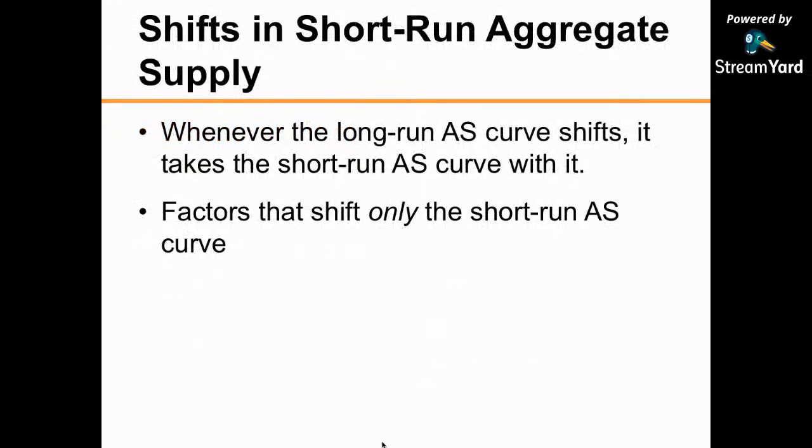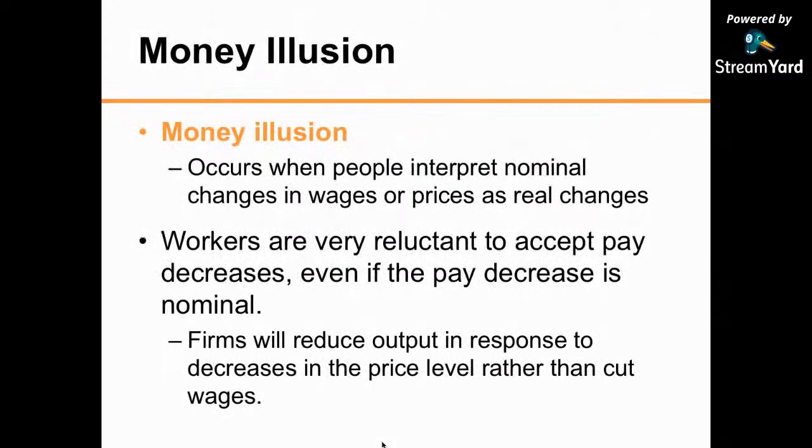Money illusion, we've talked about this before, but now we're looking at it from the supplier side. This, remember, occurs when people interpret nominal changes in wages or prices as real changes. So think about this scenario. If the price level inflation is 10% and your wage goes up by just 5%, you get the raise and you're kind of tempted to view that as a real raise, but it's really only a nominal raise, remember?